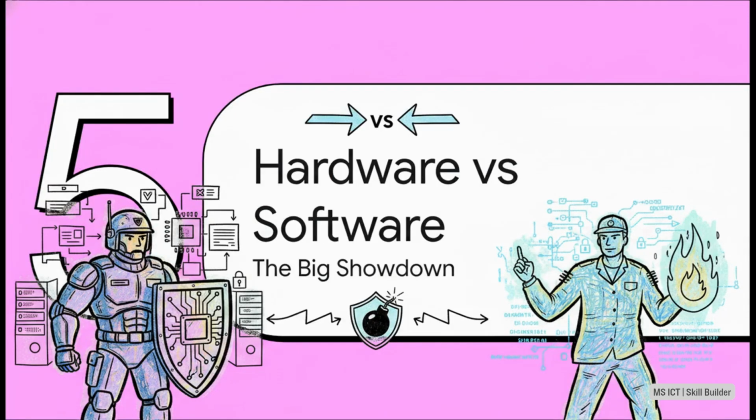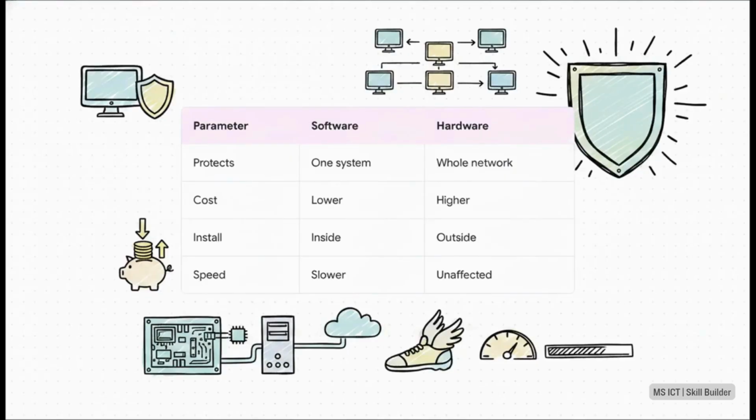All right, it's time for the big showdown. Section 5, Hardware versus Software Firewalls. When we map these trade-offs out side by side, the choices get really clear. You're basically weighing whether you need to protect just one system at a time or an entire network at once. You're looking at paying a lot less upfront for software versus shelling out a higher initial investment for hardware. It's about installing something inside your computer or physically placing a piece of equipment outside your system. And finally, you're deciding between sacrificing a little bit of your computer's speed or keeping your machine's performance totally untouched.